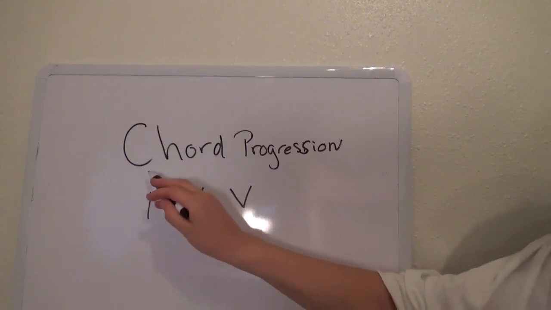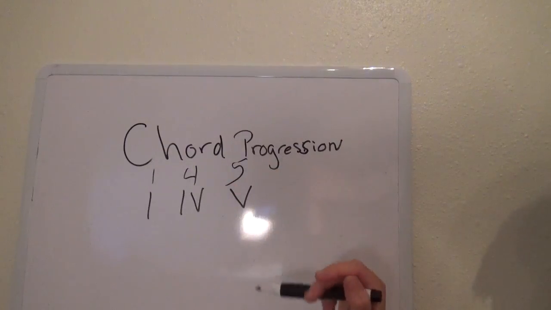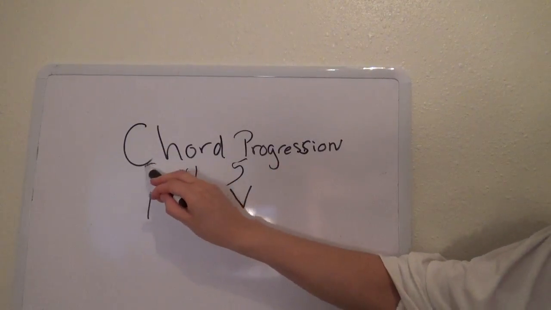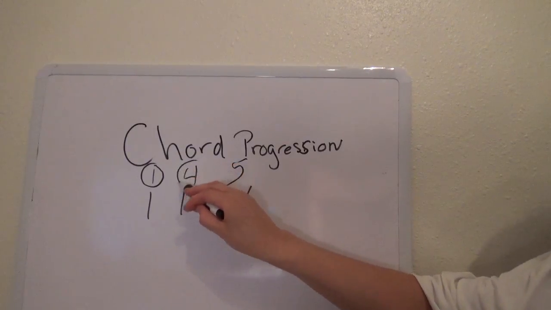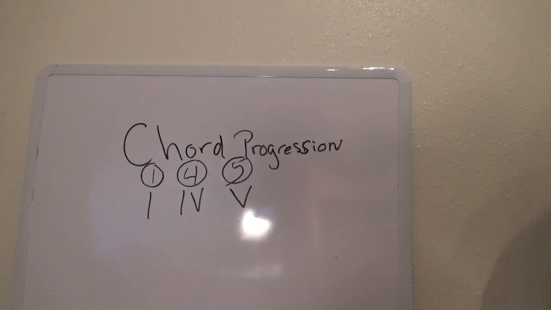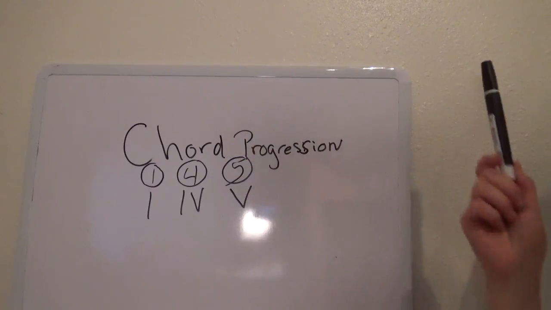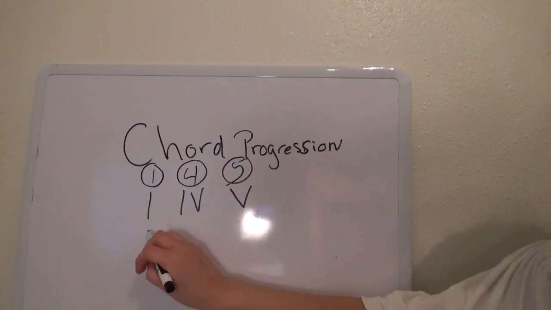These are Roman numerals. They always write them in Roman, but it's 1, 4, 5. And all this means is that the first chord you're going to find on the first note of the scale, the second you're going to find on the fourth note of the scale, and the fifth you're going to find on the fifth note of the scale. So, if we are in the key of C, we're using the C scale, the first is easy. The first is going to be C.